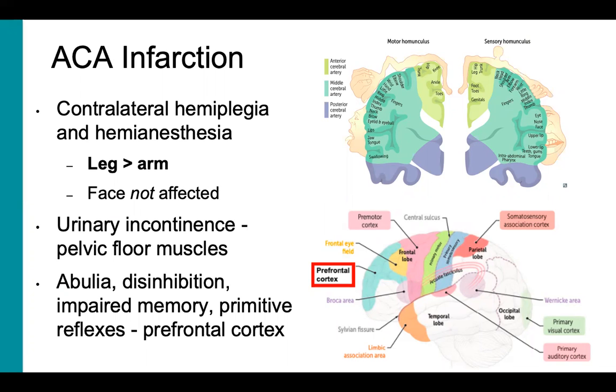Another unique feature of the ACA syndrome has to do with its prefrontal cortex involvement, which historically has been connected to some of the most distinctly human intellectual traits, such as judgment, foresight, motivation, memory, a sense of purpose, and a sense of social propriety. Therefore, a lesion to the prefrontal cortex may result in abulia, which is a lack of initiative or motivation. It could lead to disinhibition or impulsivity, described as a lack of social restraints or the inability to control their behavior, impaired memory, or reemergence of primitive reflexes such as sucking and grasping.